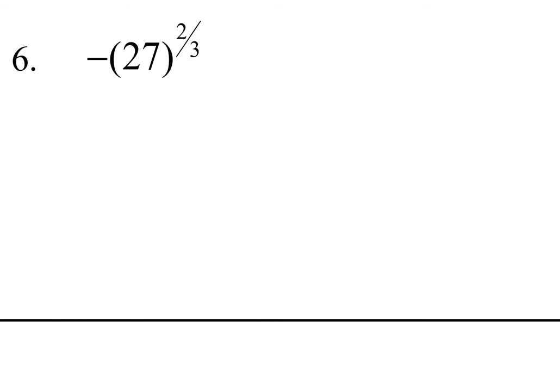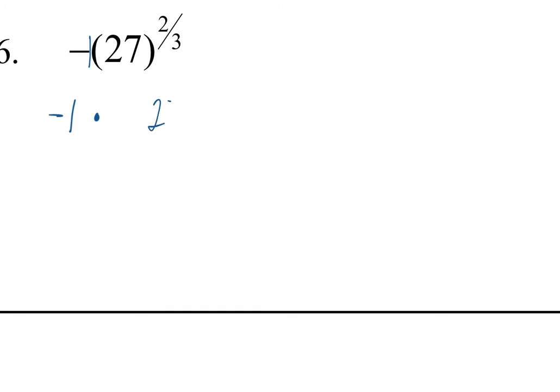So on number 6, I want you to notice this negative. Basically, this -1 right here is on the outside. So I'm going to just kind of let it hang out. And I'm going to work 27 to the 2/3. And whatever my answer is, I'm just going to multiply it by -1 at the end.